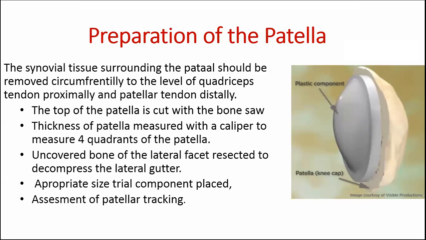First of all, synovial tissue is removed from the quadriceps tendon down to the patellar tendon. The top of the patella is cut with a bone saw, either freehand or using special guides. The thickness of the patella is measured with a caliper across 4 quadrants. Uncovered bone of the lateral facet is resected to decompress the lateral gutter. An appropriate size trial of the plastic patella is applied.